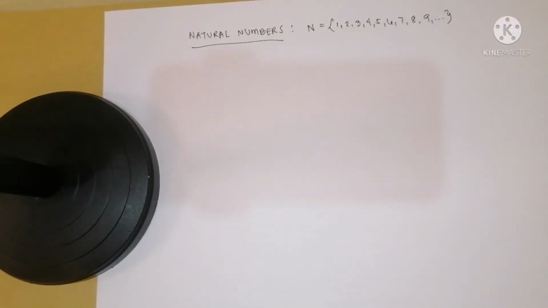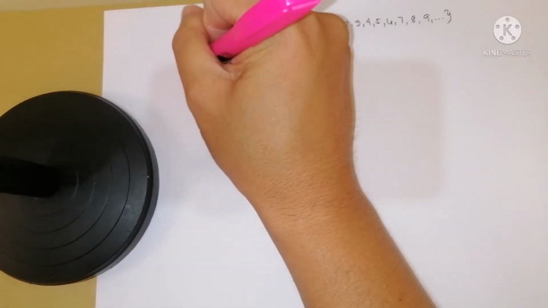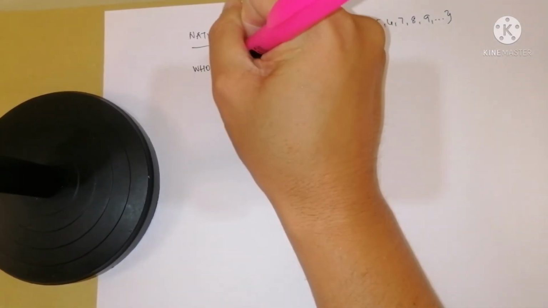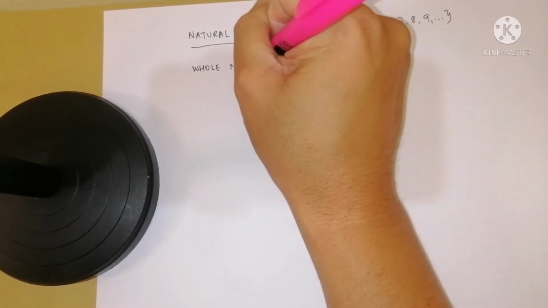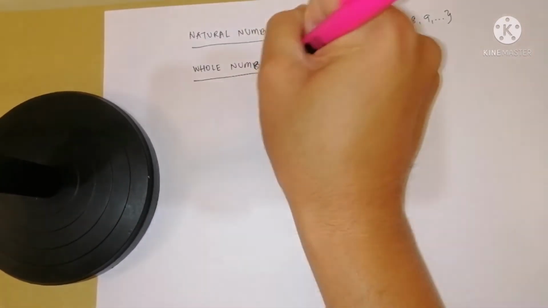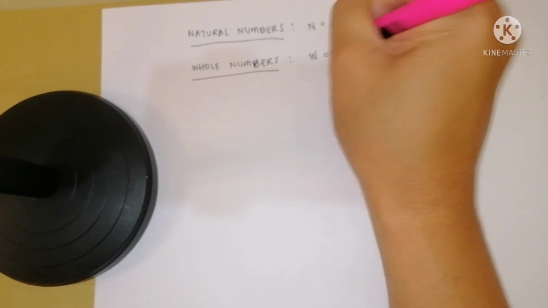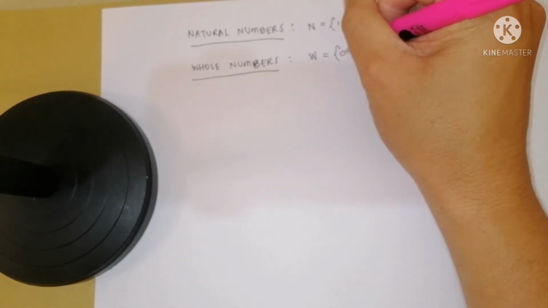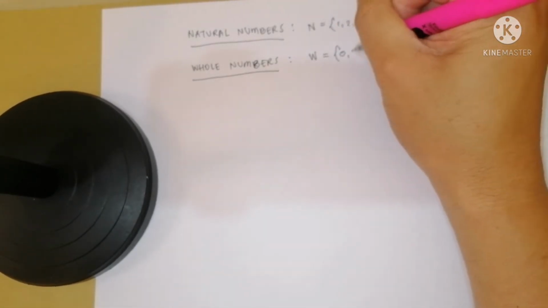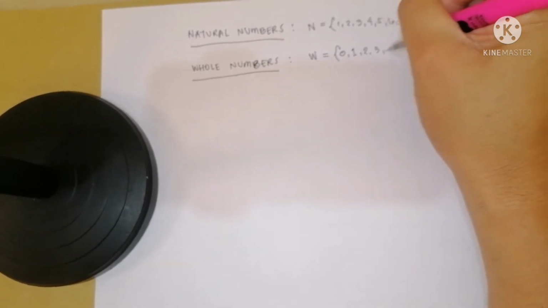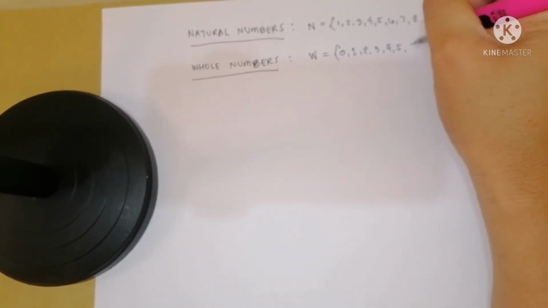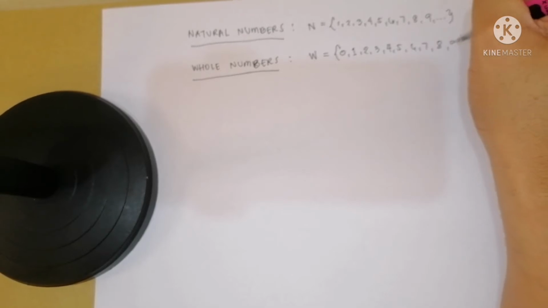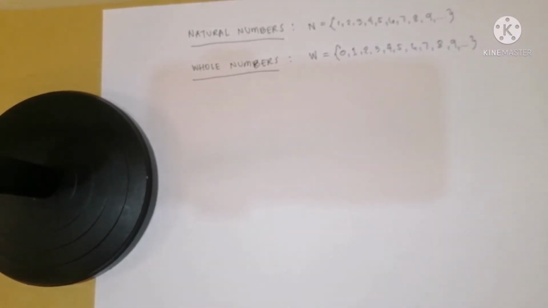If we include the number 0 in the natural numbers, then we have the set of whole numbers. The whole numbers are denoted as capital W. So again, whole numbers begin from 0, 1, 2, 3, 4, 5, 6, 7, 8, 9, and so on.